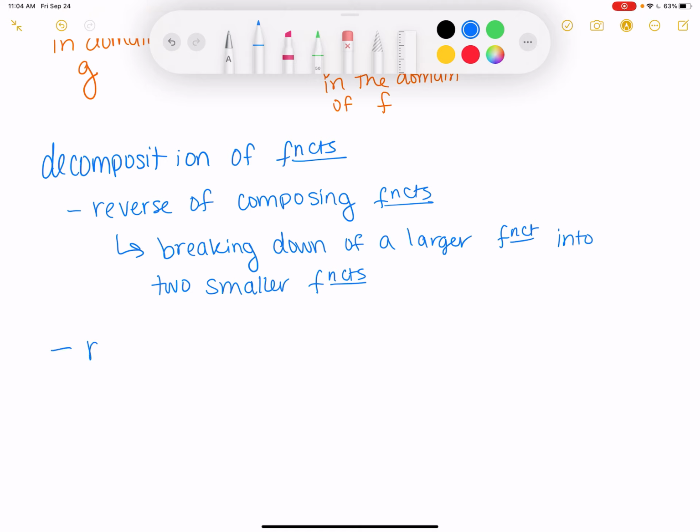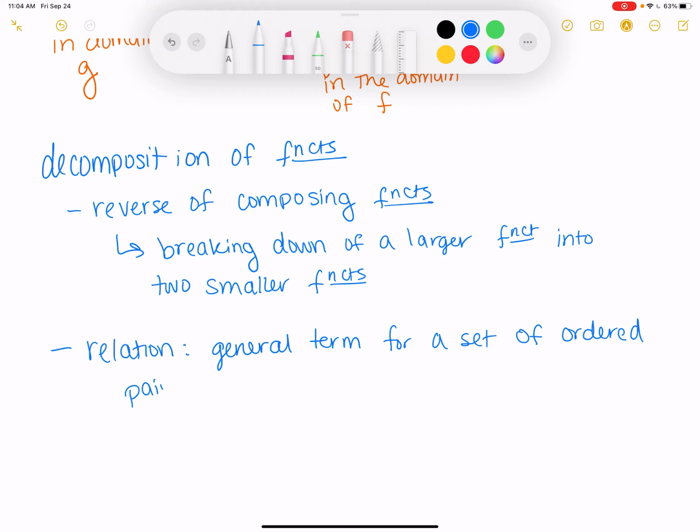And lastly, a relation is a general term for a set of ordered pairs. And again, all of this will make a lot more sense once we do the examples. So if it sounds confusing, I promise once we get there, it won't be that bad. It's actually kind of fun.